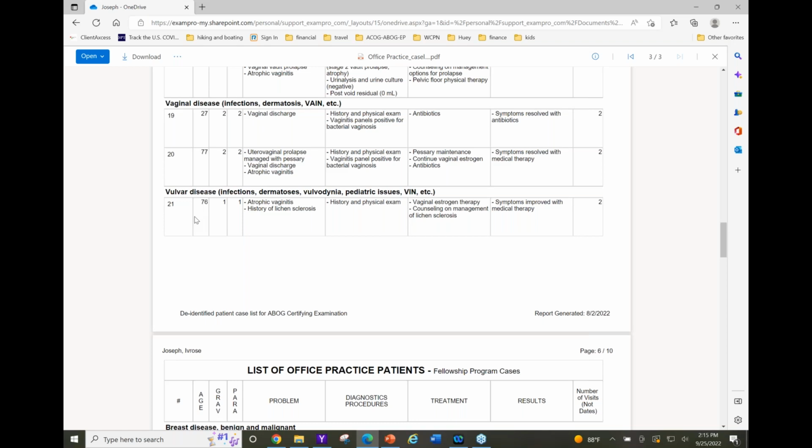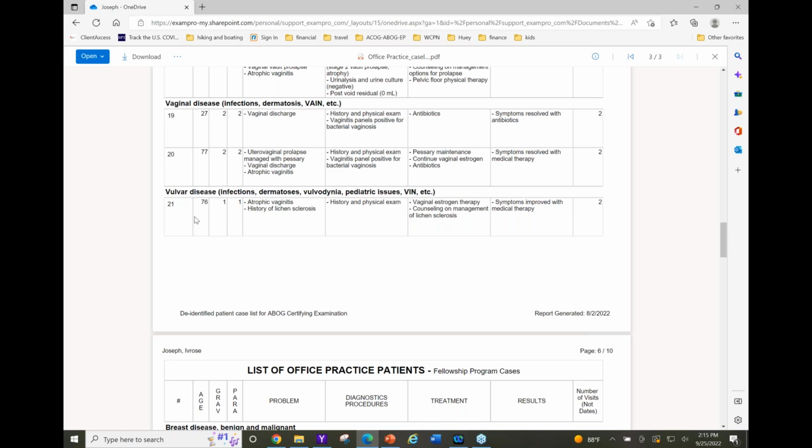She was complaining of vaginal dryness and itching, and she had the diagnosis of lichen sclerosis that was diagnosed on biopsy by another provider. Was she currently receiving treatment for lichen sclerosis? She had tried treatment in the past, but at present, when I saw her, she was not.